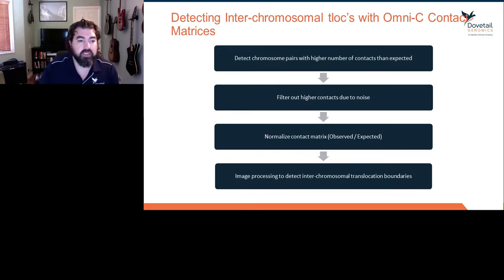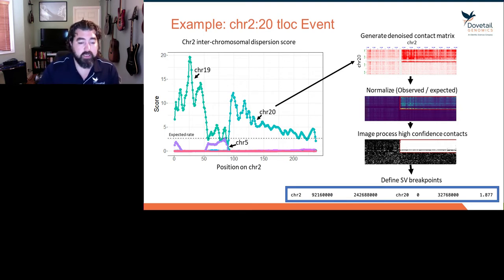And just to walk you through an example of this, we're looking again at HCC 1187, and we're going to characterize a translocation event between chromosome 2 and 20, where we're plotting here on the x-axis the position on chromosome 2, and on the y-axis is the contact score between all other chromosomes. And so instead of having a legend for every single color for every chromosome, we're just calling out here the important contacts. So we have chromosome 19 and chromosome 20 that exhibit contacts that are over the expected rate, which is that dotted horizontal line.